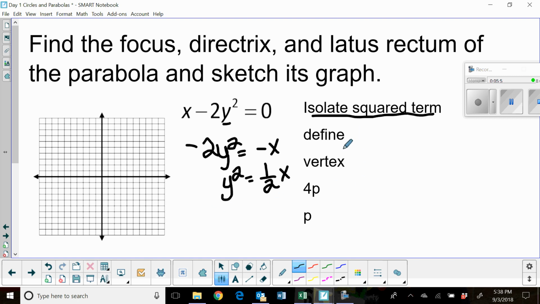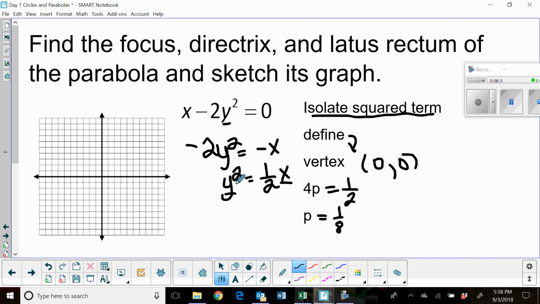So let's define some things. We need to define the vertex. Well, there's nothing being added to the x or the y coordinate. Therefore, the vertex is at the origin. It was the first form that we looked at. y squared equals 4px. Okay, 4p is 1/2, which makes p really small. It's only 1/8. Now it's going to be kind of tricky to graph this, but we're going to change our scale a little bit to help us.